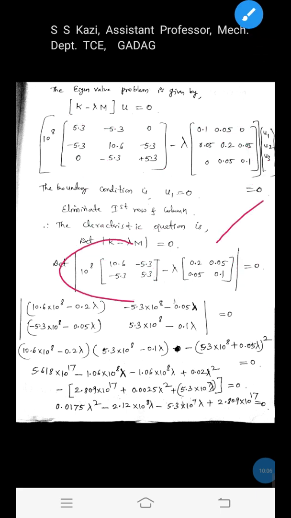After that, solve this determinant. How do you solve it? 10 raised to 6 into 8 minus lambda into 0.2.